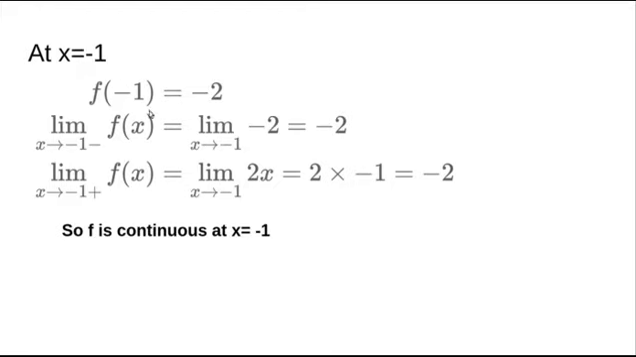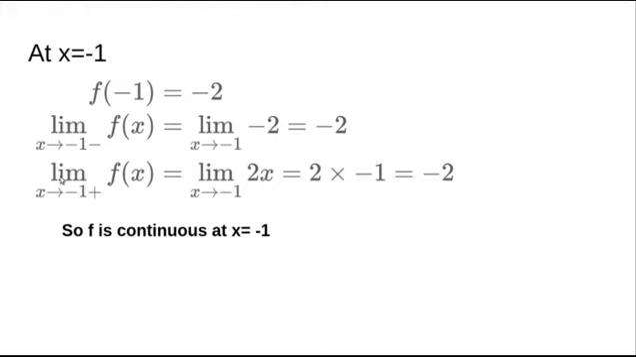f(negative 1) means it is minus 2, negative 2. Now we have to find the left limit at negative 1. That means limit f(x) as x tends to negative 1 minus. We can see that if x is tending to negative 1 and less than negative 1, the function is minus 2. Therefore, it is limit x tends to negative 1 of minus 2. That is equal to minus 2.